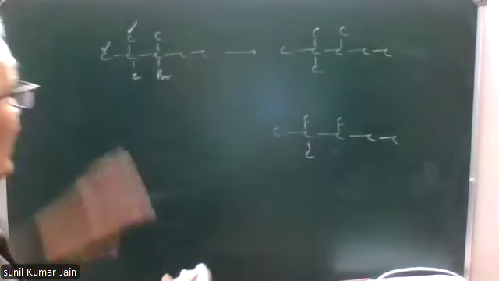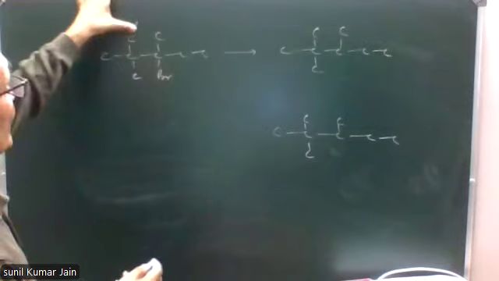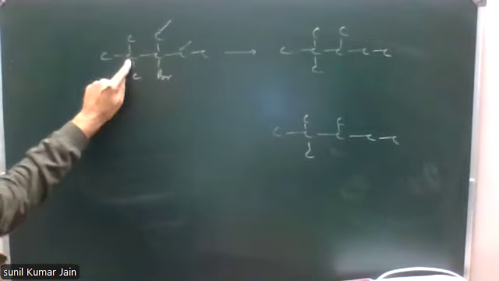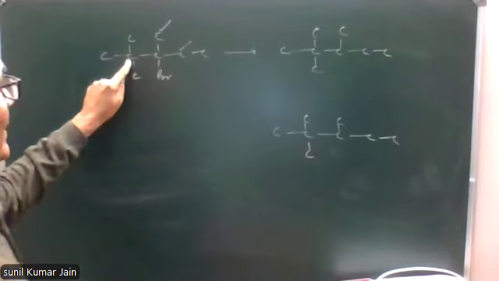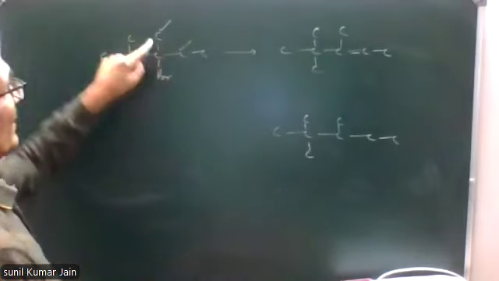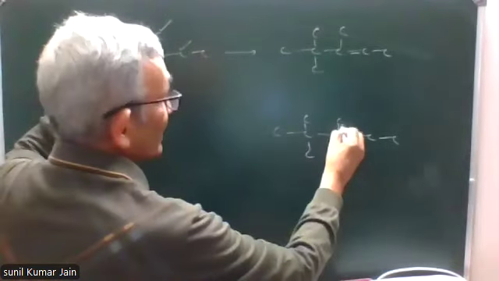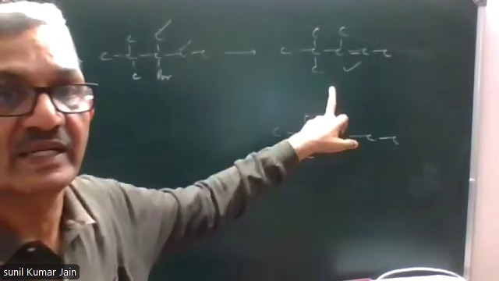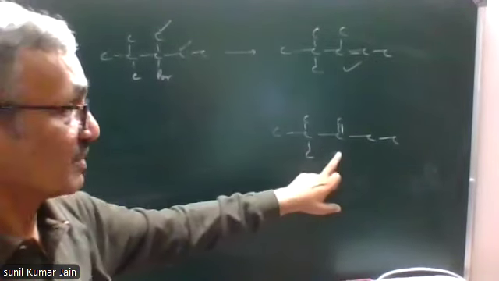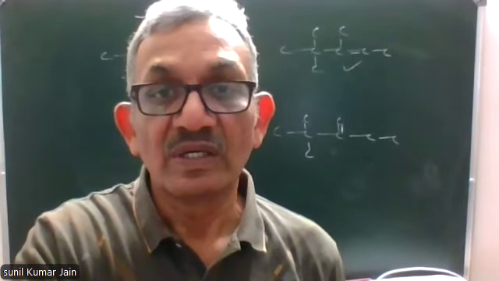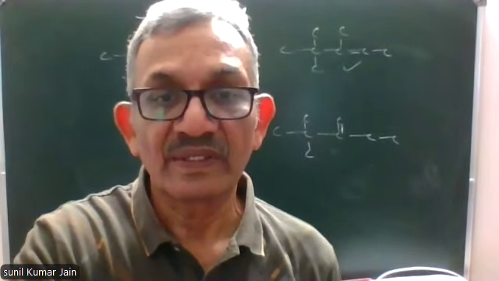Now, beta carbon atoms are this. This is also beta carbon, but there's no hydrogen. If hydrogen goes from here, double bond will come here. This one is definitely more alkylated and more symmetrical. This is the major product, not this. So these are answers of the assignment.